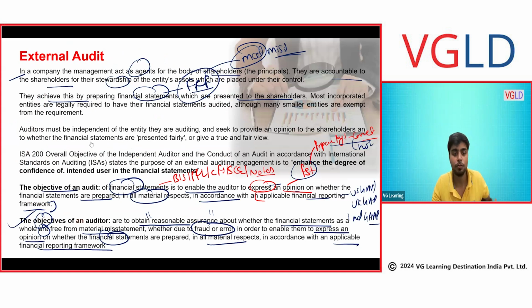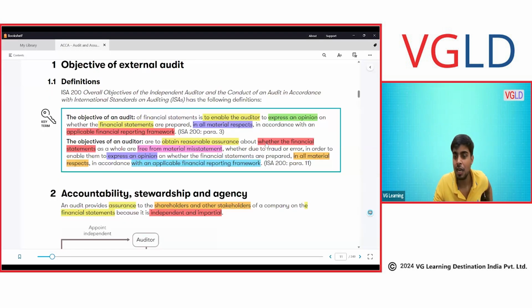Now you can understand. The objective of the auditor is to obtain reasonable assurance about whether the financial statements as a whole are free from material misstatement, not just misstatement but material misstatement, whether due to fraud or error, and to enable the auditor to express an opinion on financial statements that are prepared in all material respects, materially as per the financial reporting framework. So the framework can be deviated from, but not materially. That is the objective of the auditor and the objective of audit.